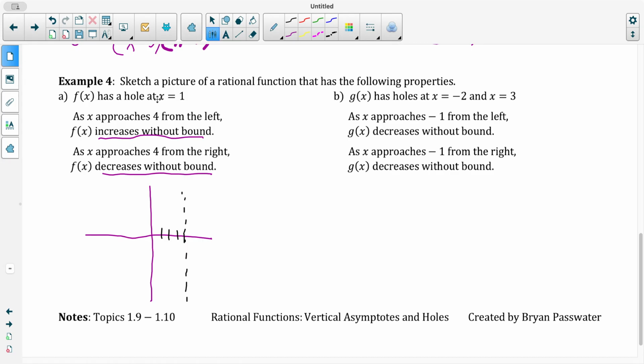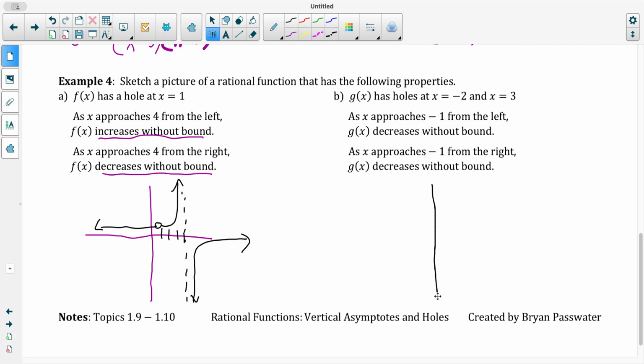Then I have a hole at 1. Like I said, this side's going up, so a hole at 1 and then going up. And this side has to be going down. That's it. That would be representing a graph with those limits and a hole.